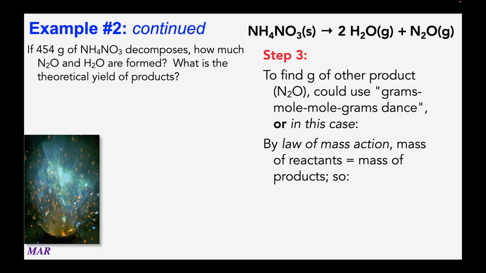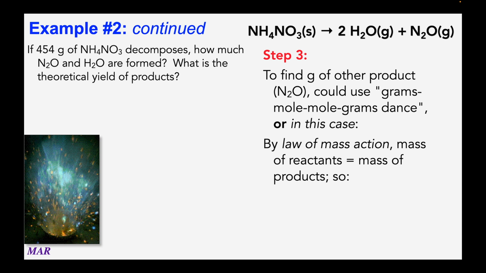There's another product, though, in this problem, dinitrogen monoxide, N2O. To figure out how many grams of dinitrogen monoxide you could get out, you could do the grams, moles, moles, grams dance one more time. You'd start with the 454 grams ammonium nitrate and turn that into moles, and you've already got the molar mass. The ratio between ammonium nitrate and N2O would be 1-to-1. So you'd have equal moles N2O to moles of NH4NO3, and then you'd multiply by the molar mass of N2O to figure out how many grams there were.